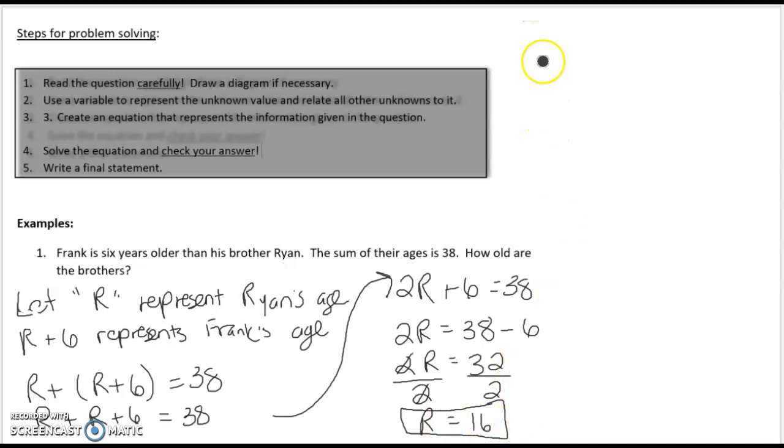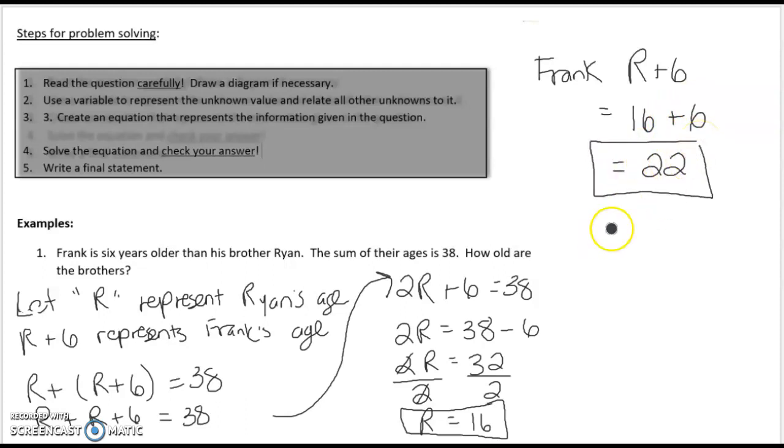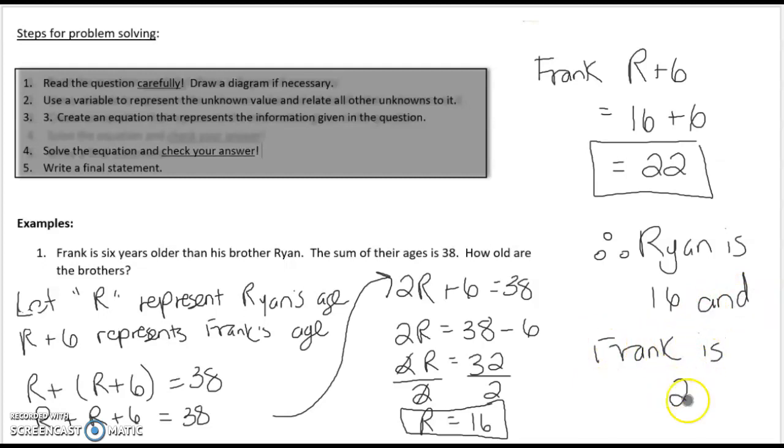Now for Frank, I'll put it up here. Frank is Ryan's age plus 6, which means if we take Ryan is 16, so I'm going to put that up here. 16 plus 6 equals 22. So therefore, Ryan is 16 and Frank is 22.